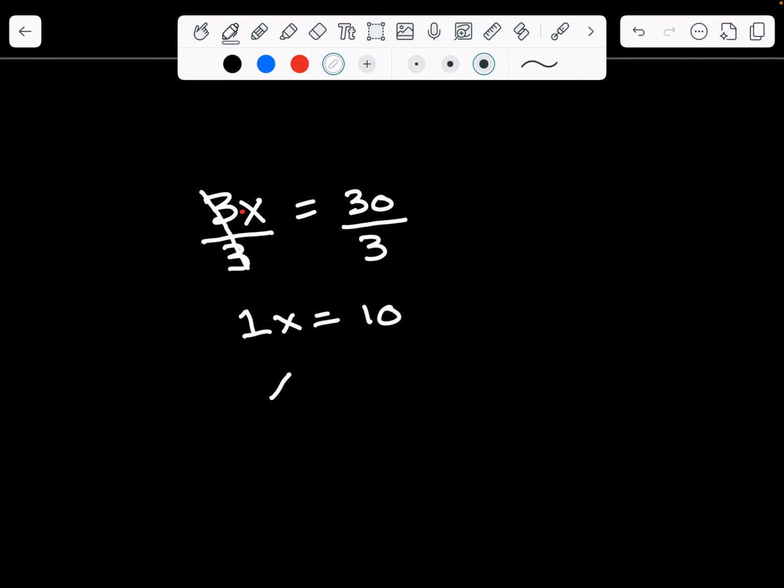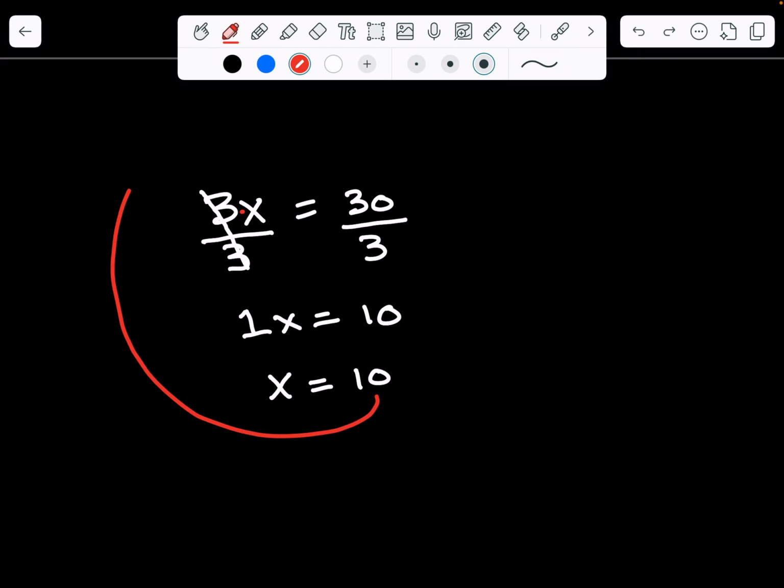We can also write this expression as x is equal to 10. Anytime we have a 1 in front of here, we assume it is a 1. We assume this is a 1. So therefore, we can also just leave it blank like that. So x is equal to 10.